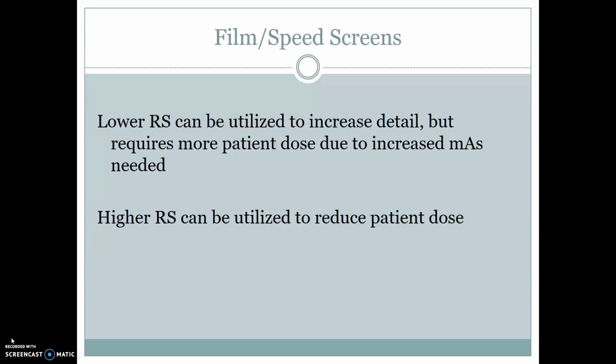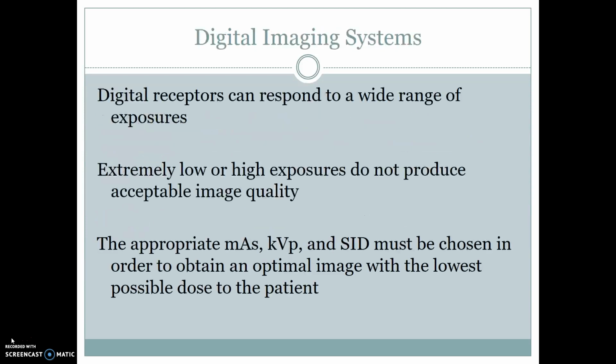Lower relative speed can be utilized to increase detail, but requires more patient dose due to increased mAs needed. A higher relative speed can be utilized to reduce patient dose. Digital receptors can respond to a wide range of exposures. Extremely low or high exposures do not produce acceptable image quality. The appropriate mAs, kVp, and SID must be chosen in order to obtain an optimal image with the lowest possible dose to the patient.